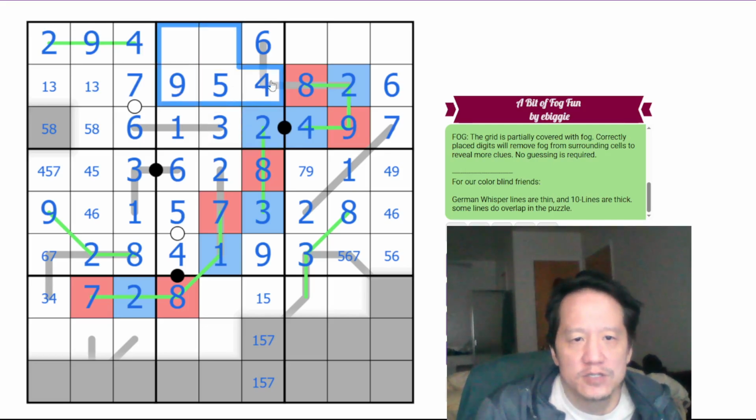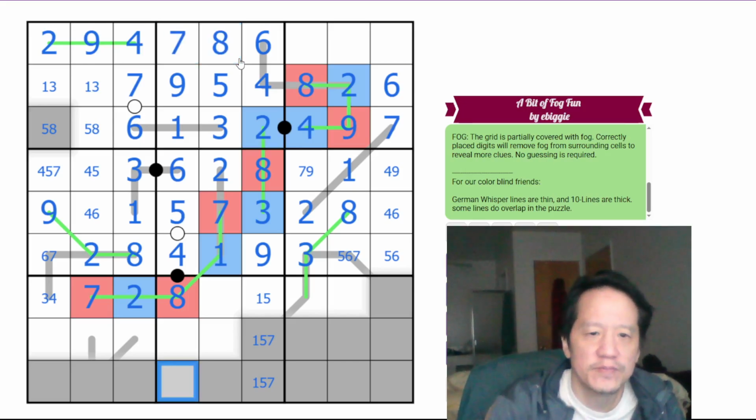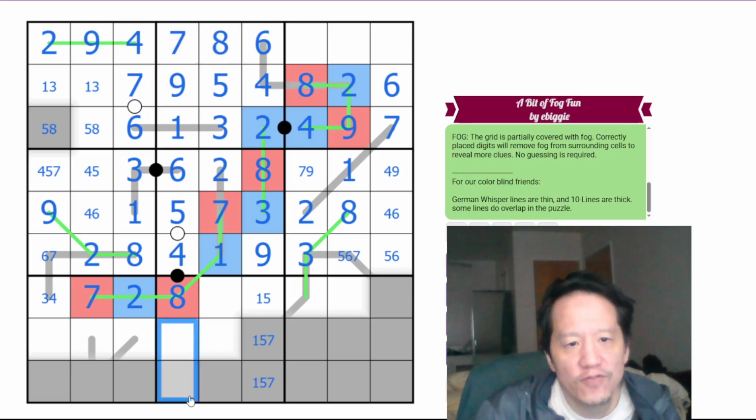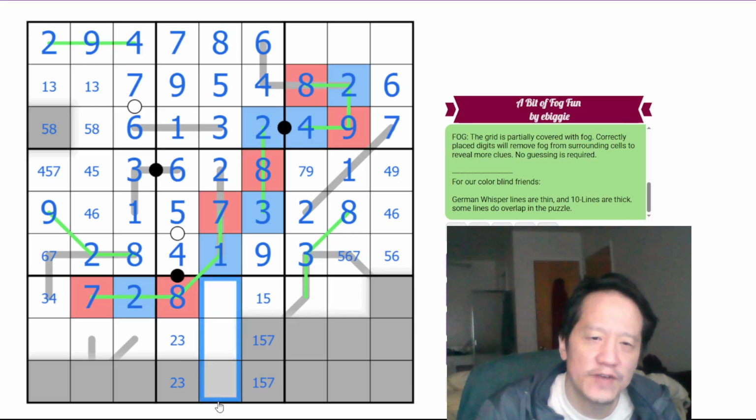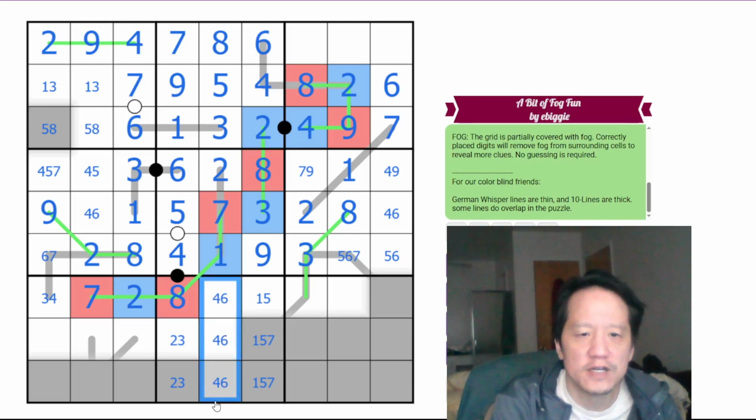Remaining digits in this box have to be 7 and 8. This can't be 7 because of this 7, so this is 8, this is 7. The remaining digits in column 4 are 2 and 3, but either of them can be 2 or 3. Remaining digits in column 5 are 4, 6, and 9.